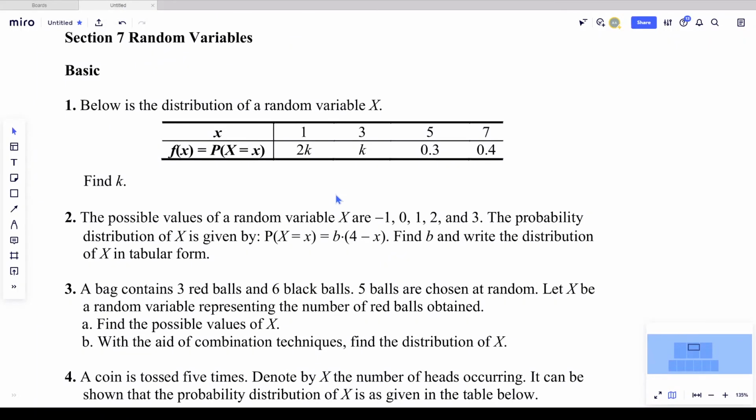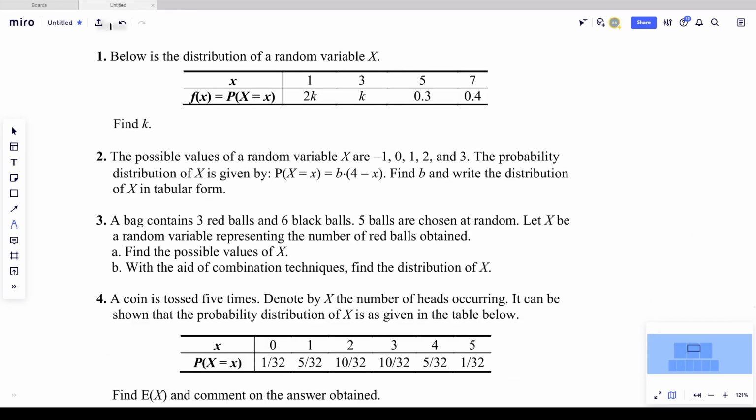This one's really easy, since in all probability distribution tables you just have to have all of those sum up to be 1, because they're probabilities, and the probabilities of all events will sum to 1. So it's 2k plus this equals 1. This will be 3k plus a number equals a number, so you can solve for this. So let's go to the next one.